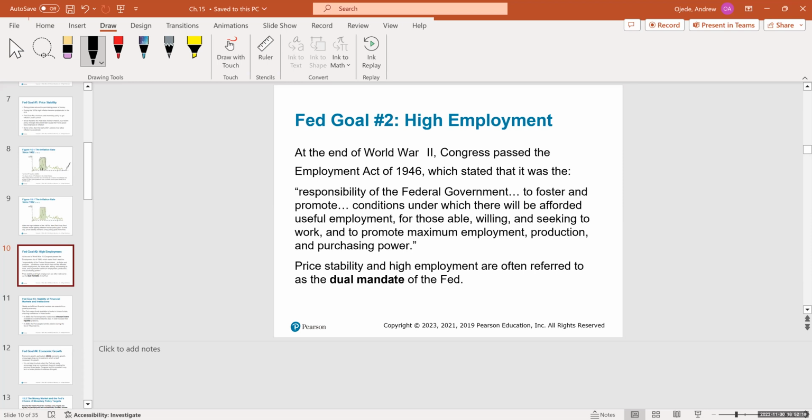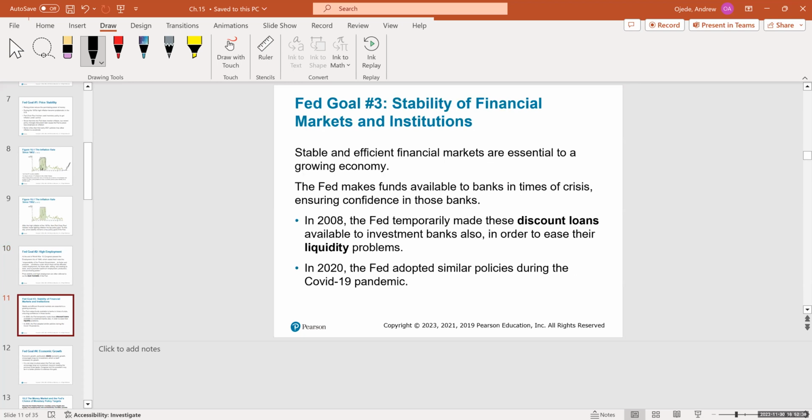Price stability and high employment, as I said, when Congress wrote the Federal Reserve Act of 1913, became known as the dual mandate of the Fed. That's what I'm saying: Congress always cares a lot that when the Fed is pursuing its policy, it should keep an eye on the price stability goal and the high employment goal.